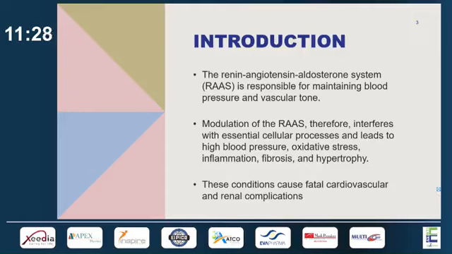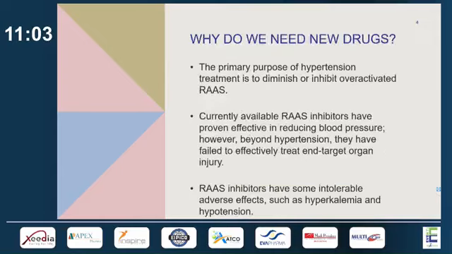The renin-angiotensin-aldosterone system is responsible mainly for blood pressure maintenance and vascular tone maintenance. Modulation of the RAS system therefore interferes with the cellular processes and leads to high blood pressure, oxidative stress, inflammation, fibrosis, and hypertrophy. These conditions can cause fatal cardiovascular and renal complications.